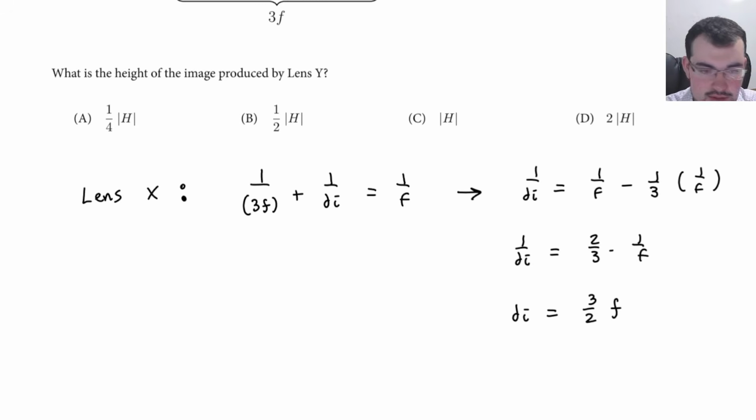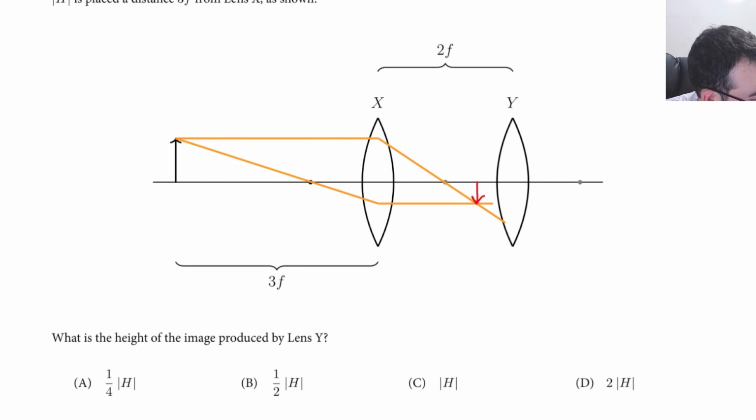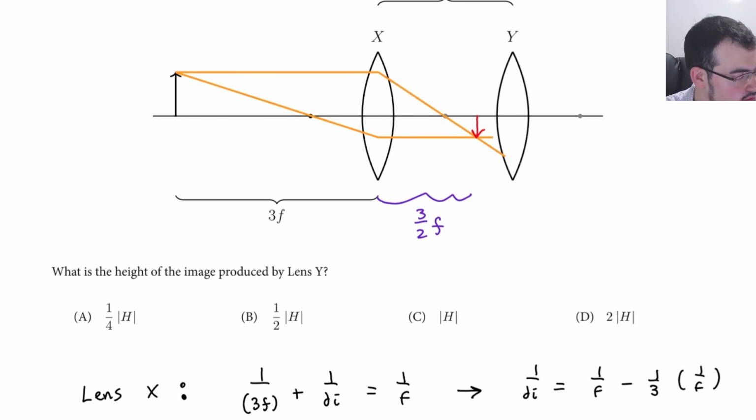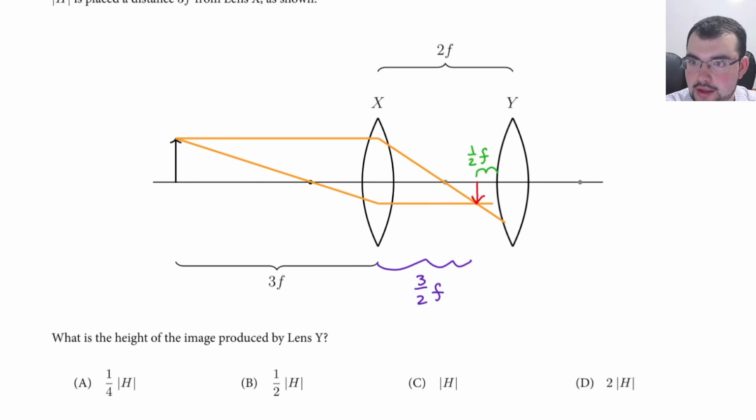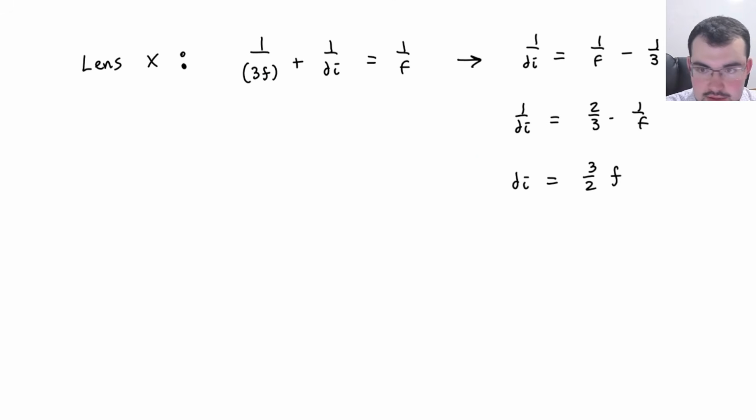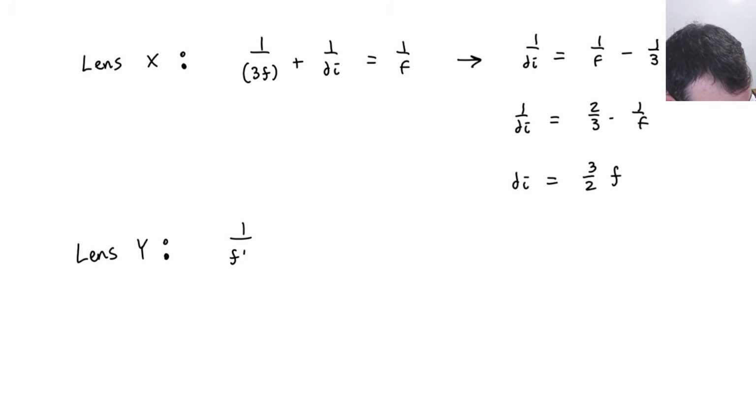So what that means is that we can go over here and say that this distance from X is 3/2 f. So that means our distance from Y must only be 1/2 f, because we said the two lenses were spaced by 2f. So this means that we can just use the thin lens equation once more with the lens Y. So our new object distance is f over 2, solving for our image distance.